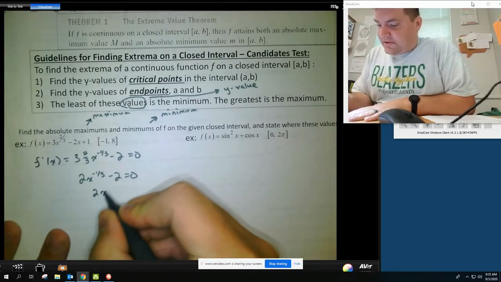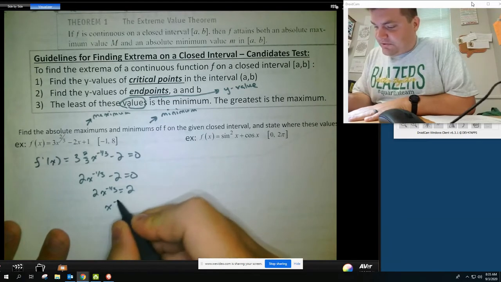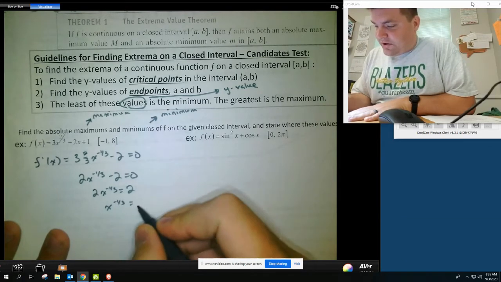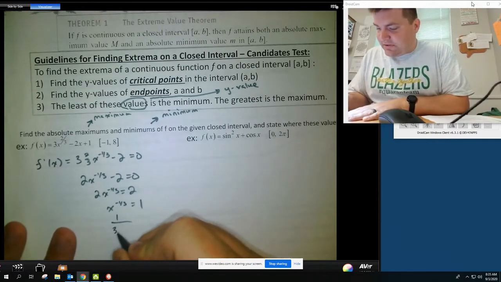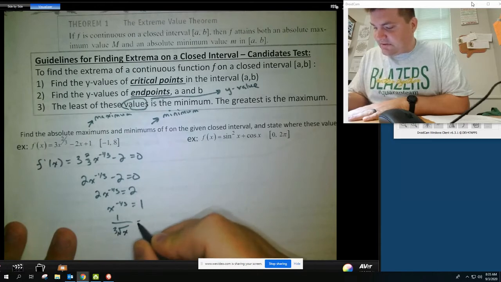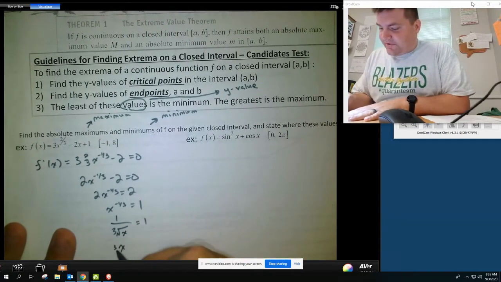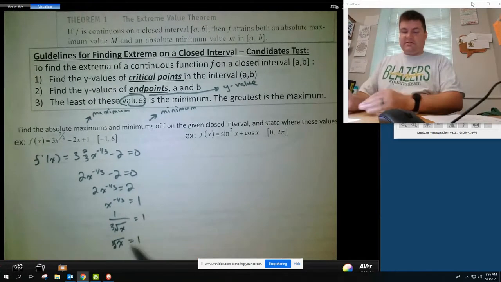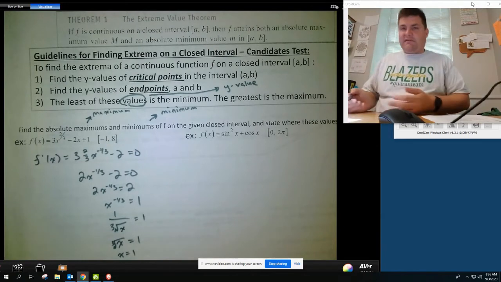So I'm going to move that 2 over the other side. We divide by 2. We're going to get 1. If you're totally lost, this is going to be the 1 over the cubed root of x. And then you're going to cross multiply. So really the cubed root of x is equal to 1. So right here, this is all algebra. And this is going to give me x equals 1. So I only have one extrema.